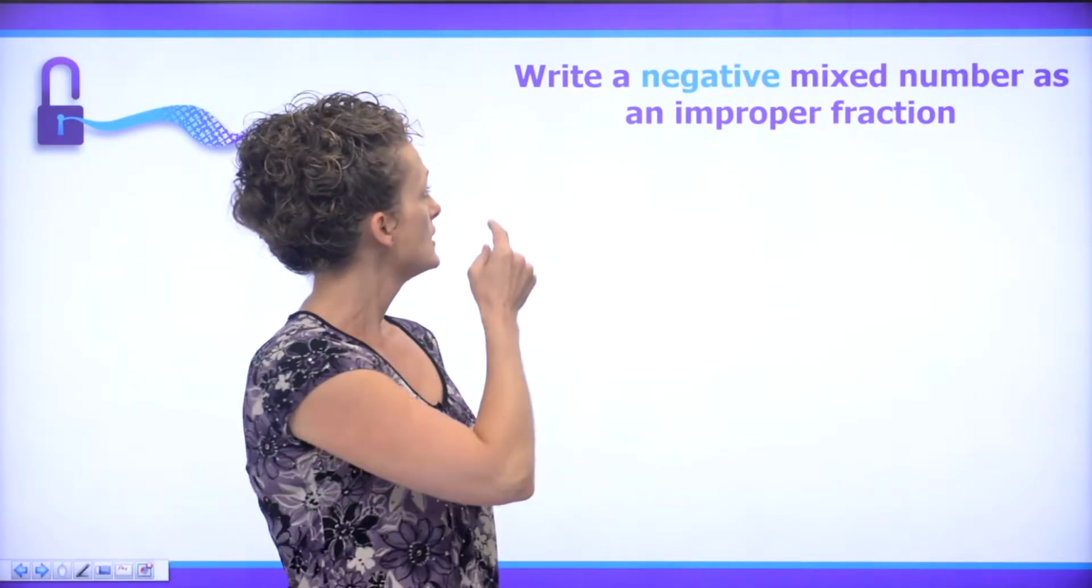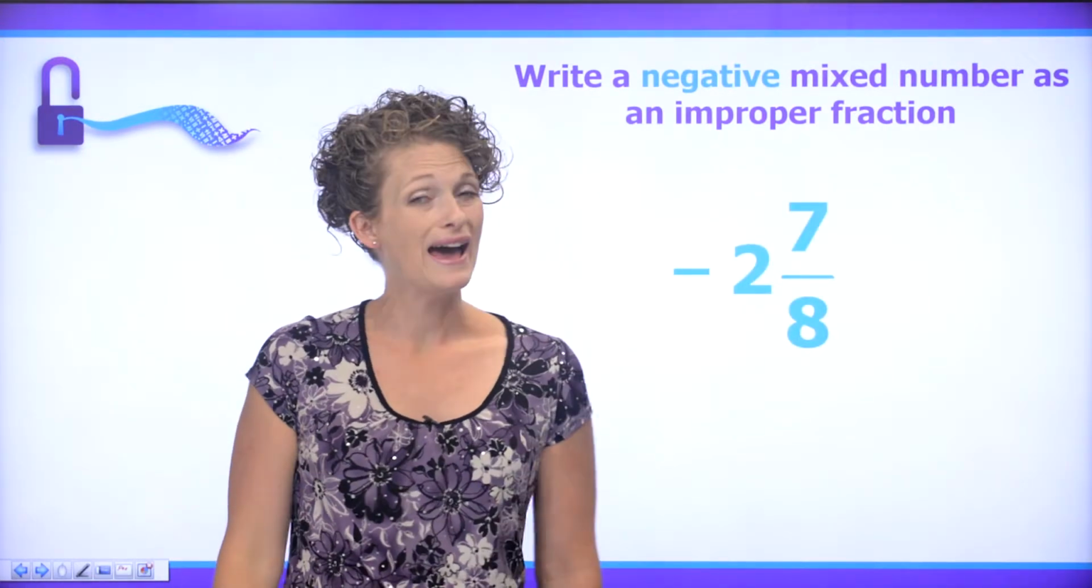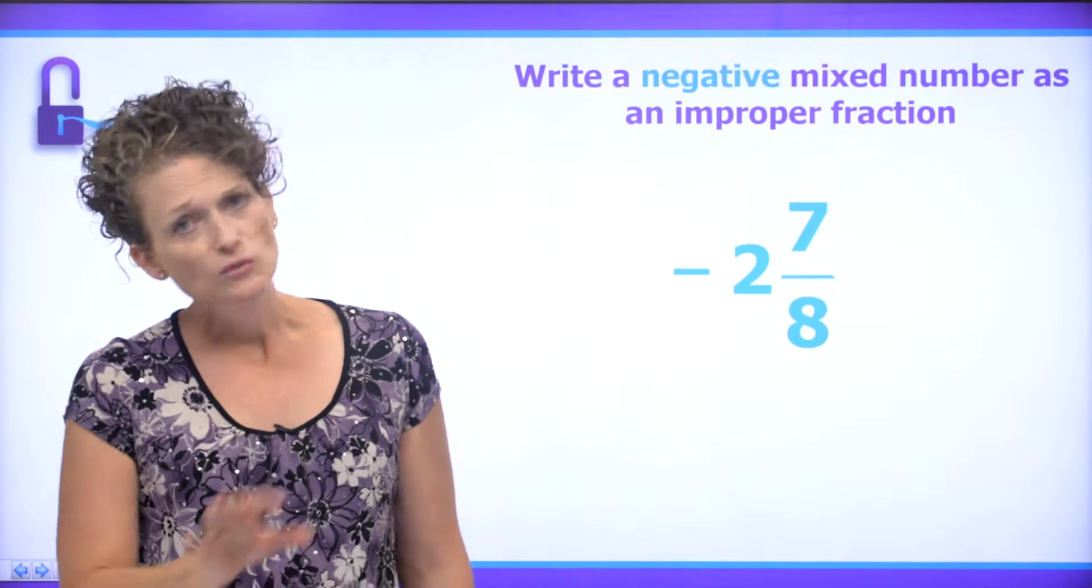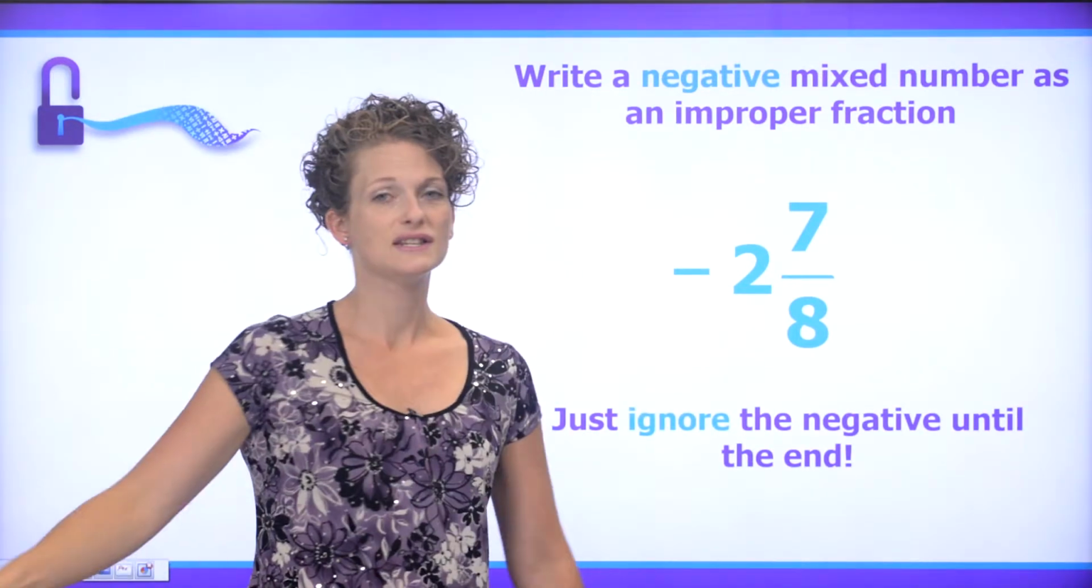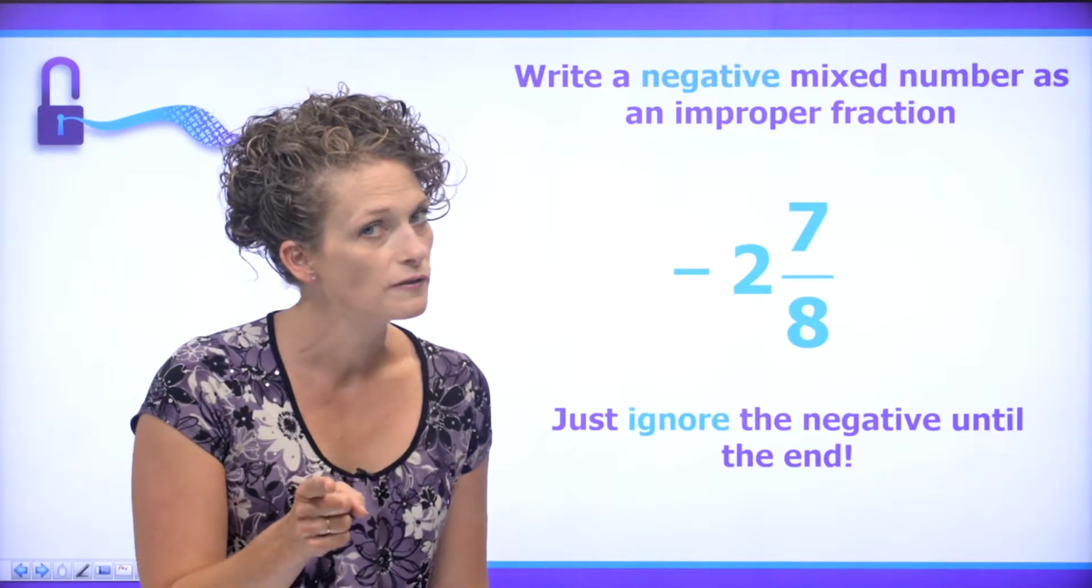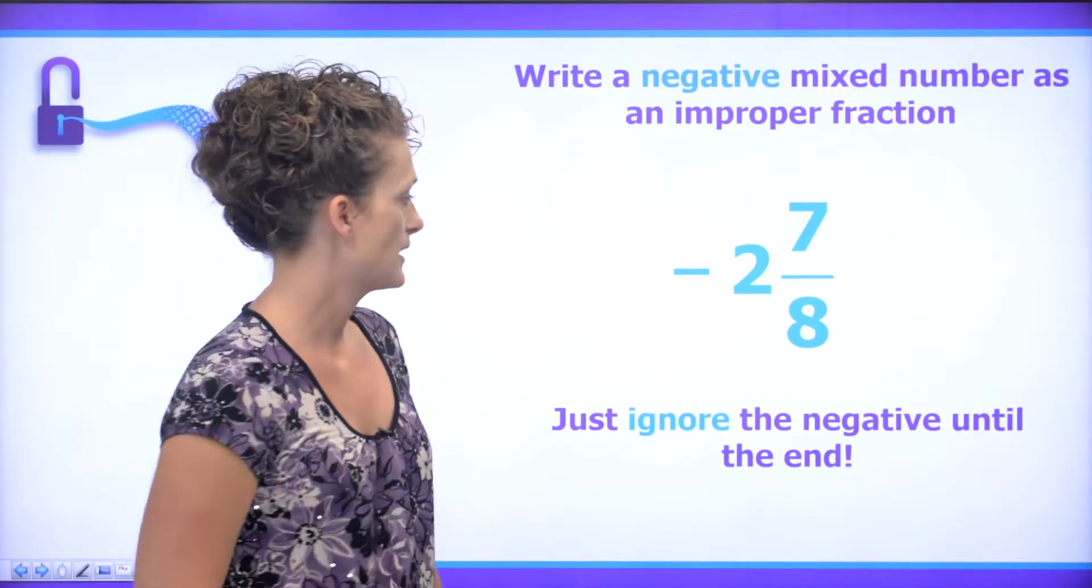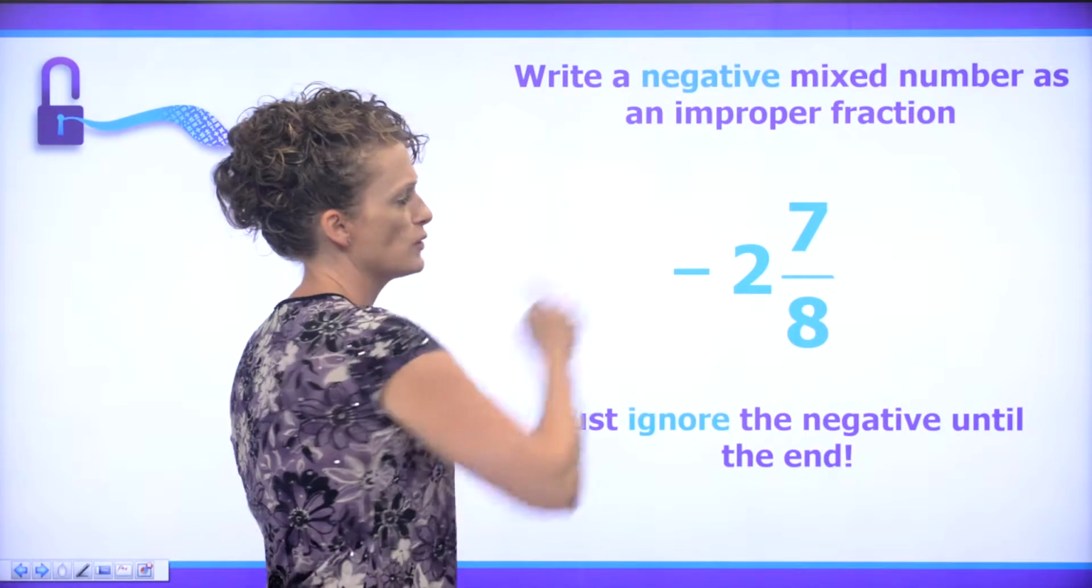Let's write a negative mixed number as an improper fraction. Well, it's really not scary. What we're going to do is ignore the negative until the end. Just be super careful not to forget it at the end. So we have -2 and 7/8.